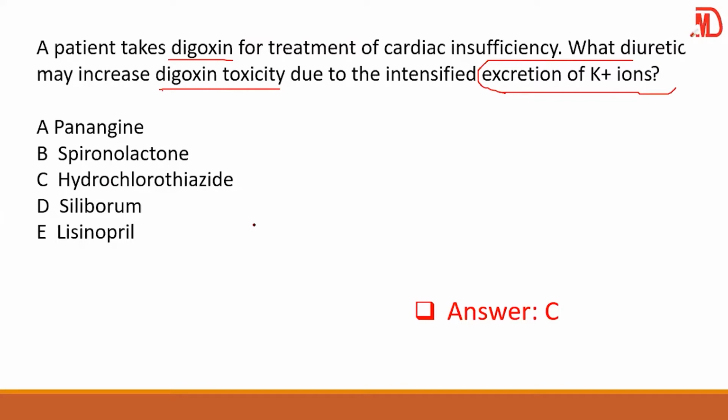It's hydrochlorothiazide. Of course, spironolactone will lead to what? It will spare the potassium. That means potassium will be increased in the body rather than decreased. Okay, so here we are going for what? Hydrochlorothiazide. All right.